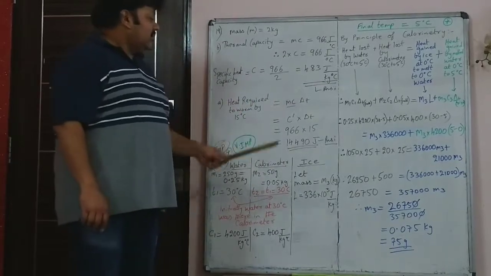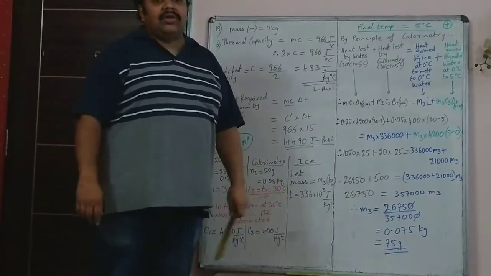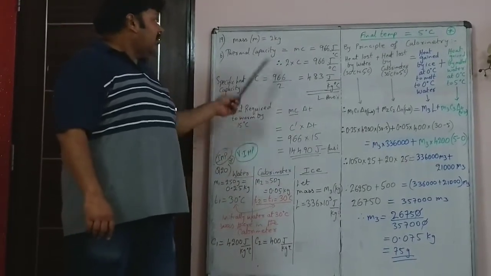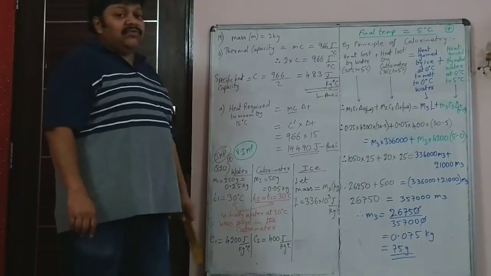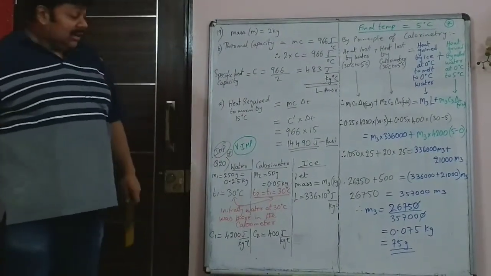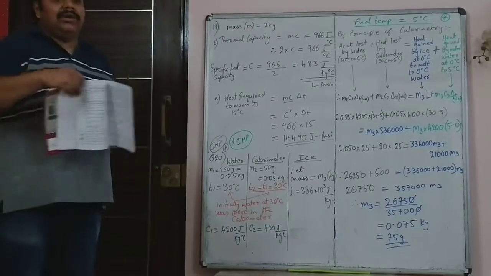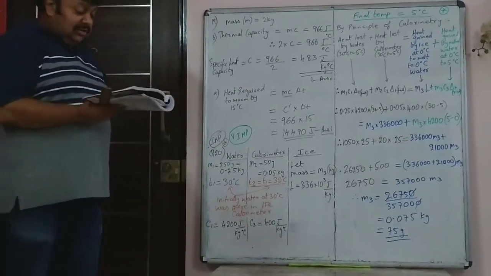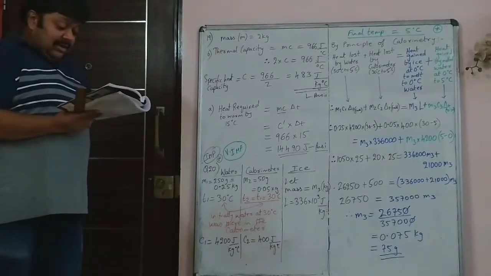Into delta T is 15, so you get 14,490 joule. That is the heat required to warm the substance by 15 degrees Celsius. Now the next sum, that is the 20th sum, mark it very important. It is very important and will be asked in one of the tests. So mark that as very important.